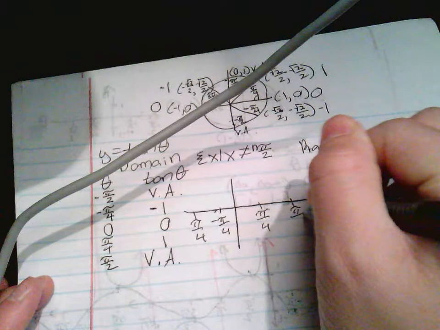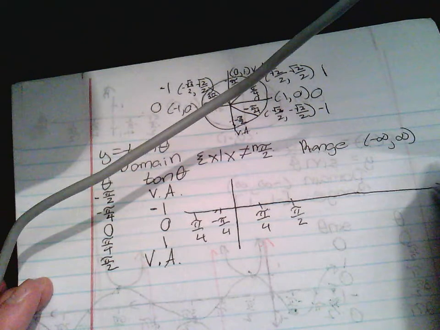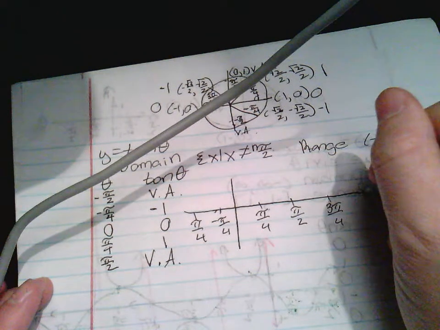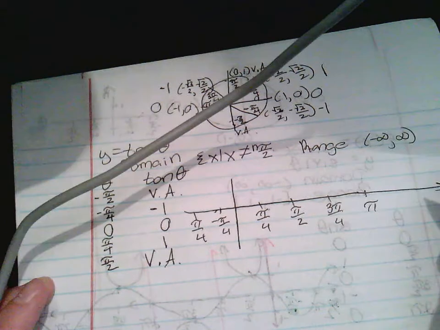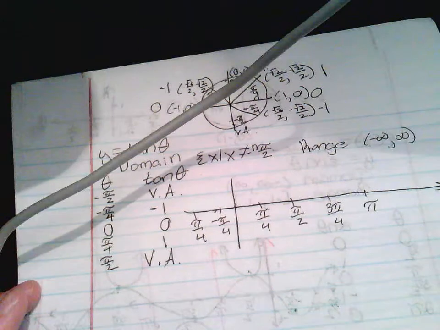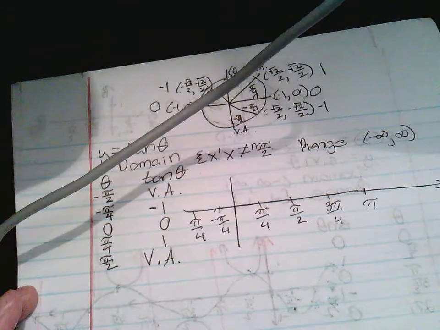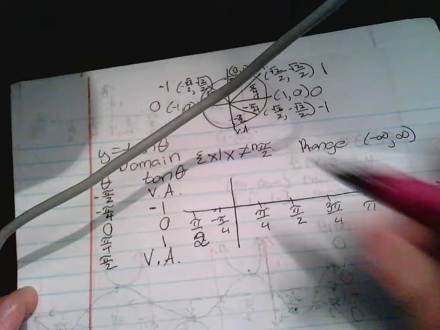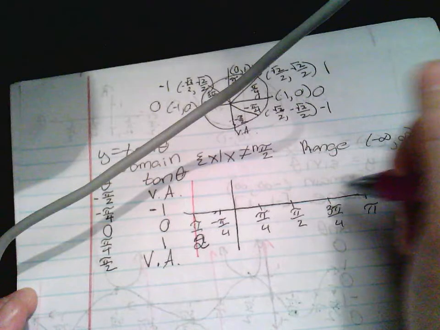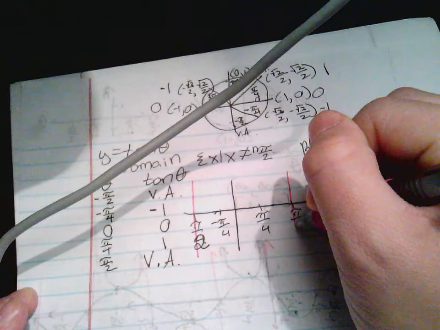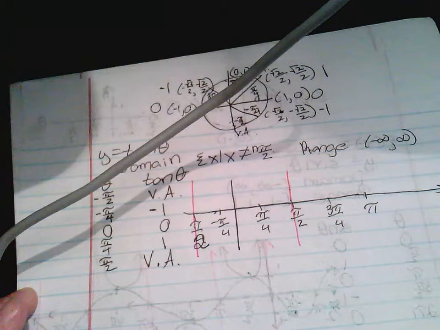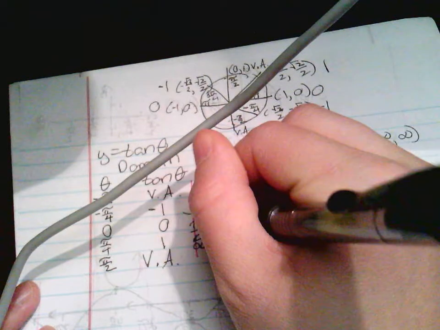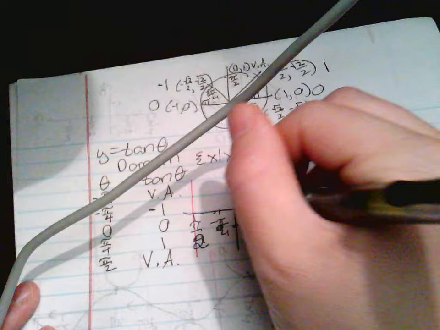And since we did these points, I'll just keep going. Every pi over 4 is going to be your distance. So if that's pi over 2 right here, anywhere there's a pi over 2, draw a vertical asymptote. Tangent of negative pi over 4 is negative 1. Tangent of 0 is 0. Tangent of pi over 4 is 1. So it's going to look something like this.